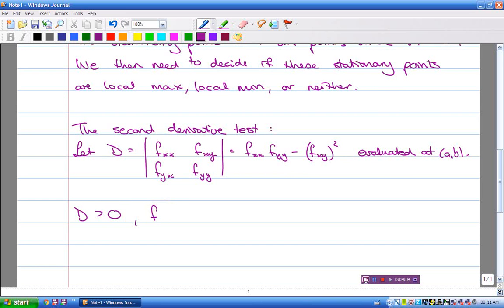Okay, and then there's this: if D is greater than 0, then we do have a maximum or minimum. So D greater than 0 means yes, D smaller than 0 means no. But we need more than just yes. Yes, we have a max or a min, but which one?